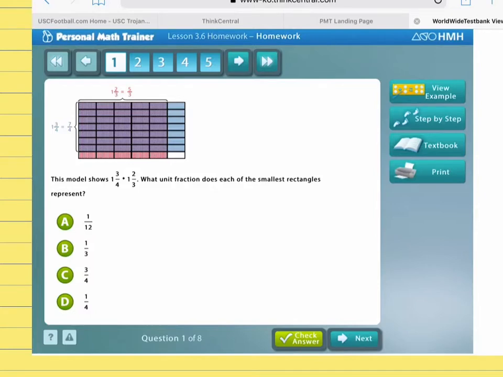What unit fraction does each of the smaller rectangles represent? Let's take a look at the model. Here you have your whole number. That should separate these into two, but you have two numbers here. This is your one whole right here, and this is your 2/3 right here. That's your 2/3, so 1 2/3.